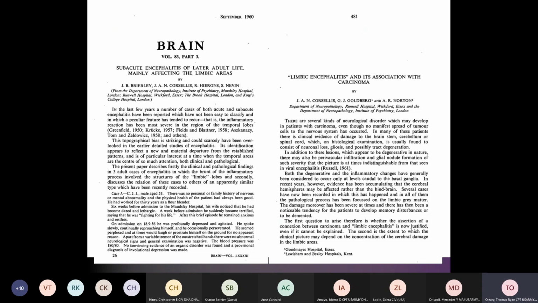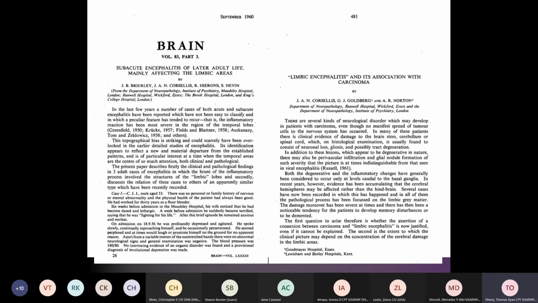And then when the patients died, they did postmortem brain histology and identified that there was inflammation in the limbic system. So this is preceding our ability to do CT scans or MRI, but the autopsy showed consistently this pattern of limbic encephalitis.